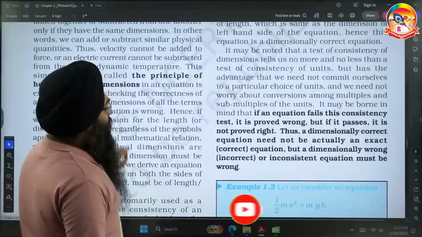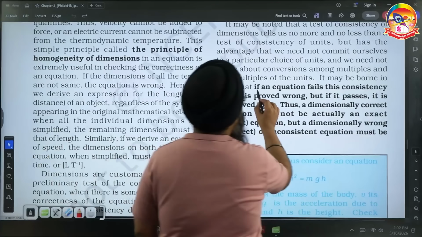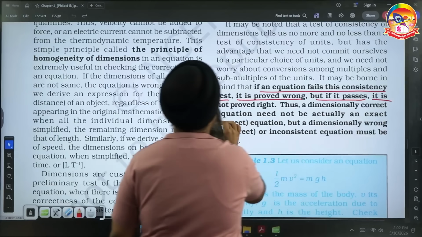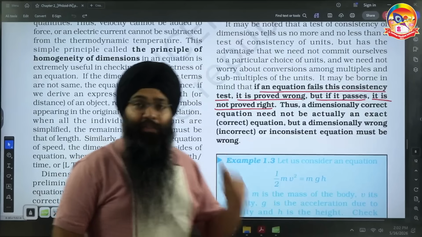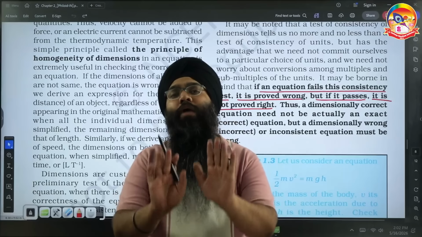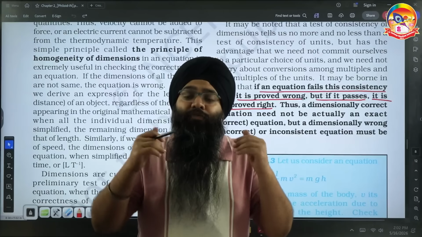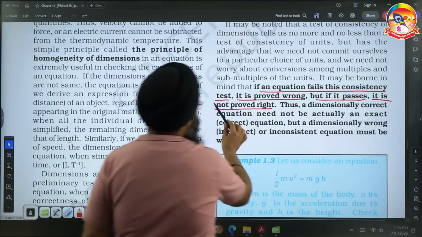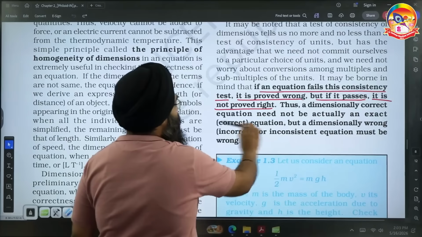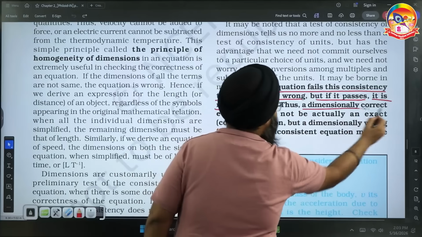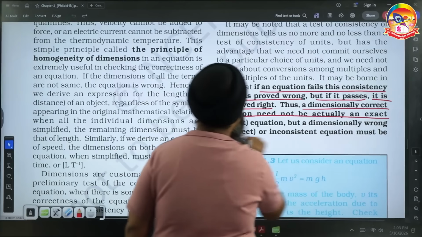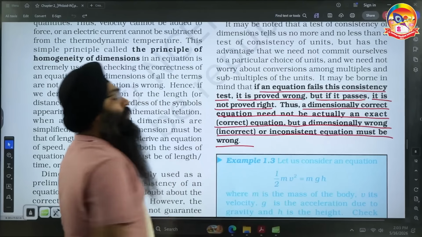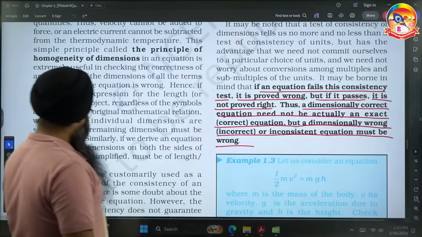Let me read. Here is a very important thing which is written, that if an equation fails this consistency test, it is proved wrong, but if it passes, it is not proved right. Please understand one thing. If this consistency test is passed, it may or may not be true. But if the consistency test is failed, then definitely it is false. Thus a dimensionally correct equation need not be an exact correct equation, but a dimensionally wrong, incorrect or inconsistent equation must be wrong. I hope this particular concept is clear to you.